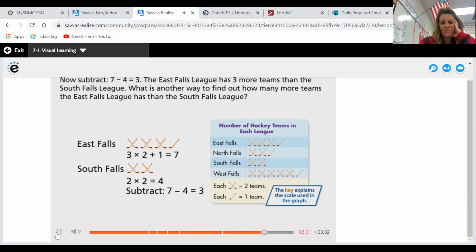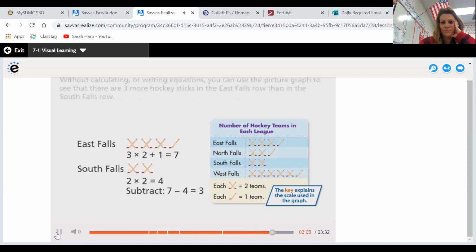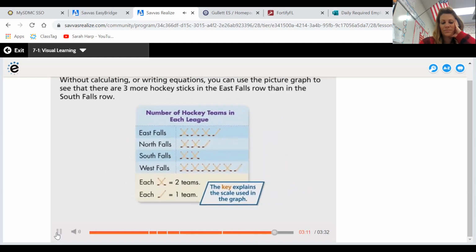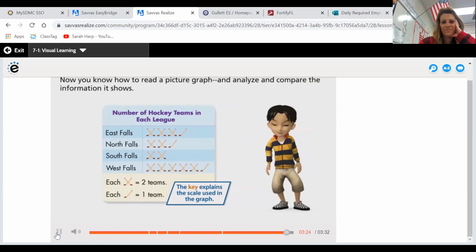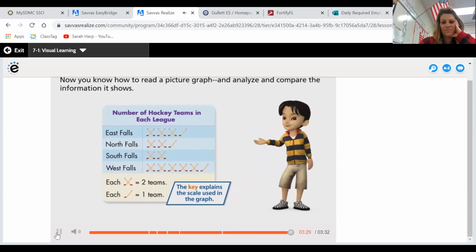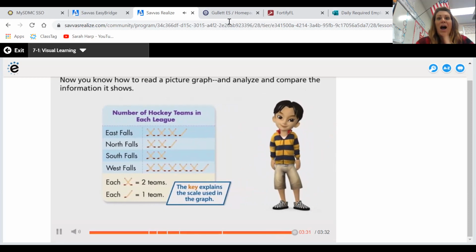What is another way to find out how many more teams the East Falls League has than the South Falls League? Without calculating or writing equations, you can use the picture graph to see that there are 3 more hockey sticks in the East Falls row than in the South Falls row. Now you know how to read a picture graph and analyze and compare the information it shows. All right, good job. So you should be ready to do our math page together.